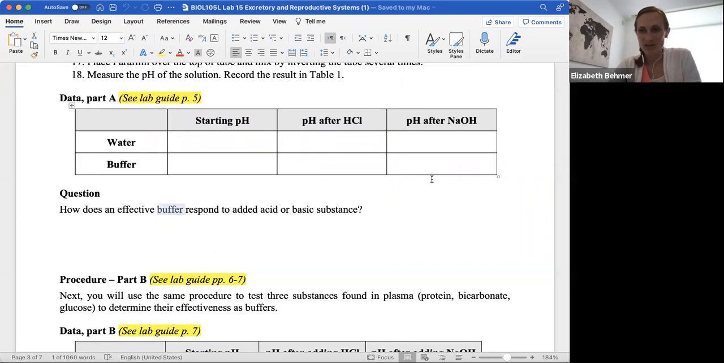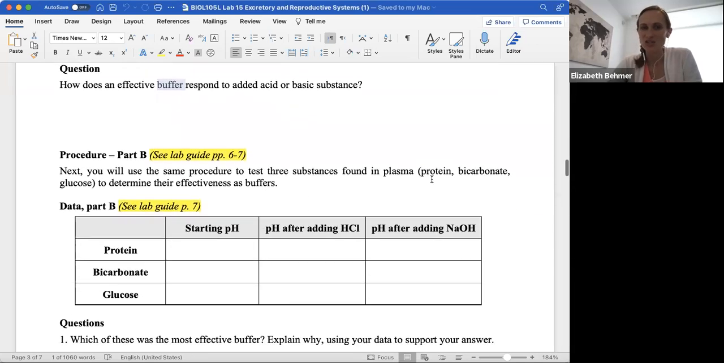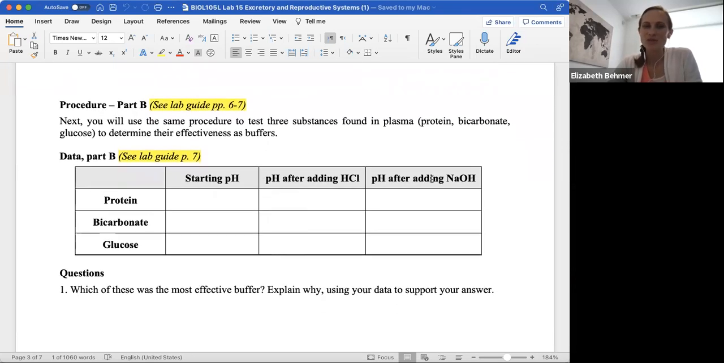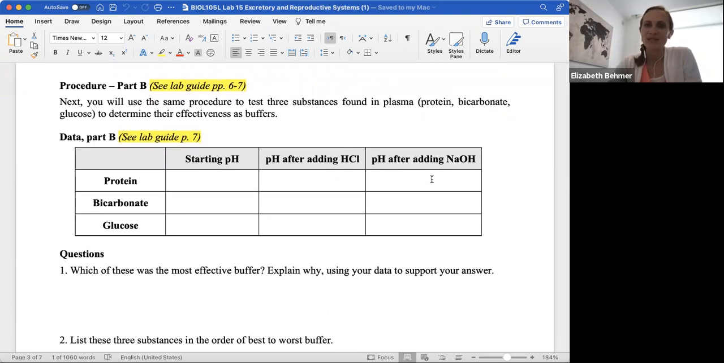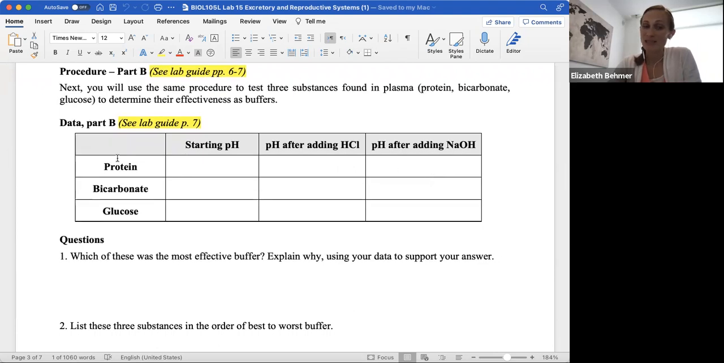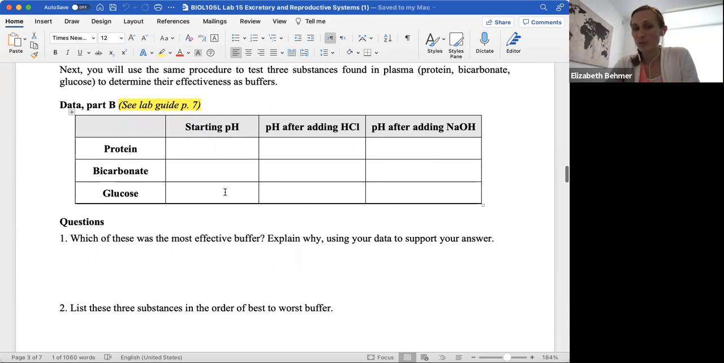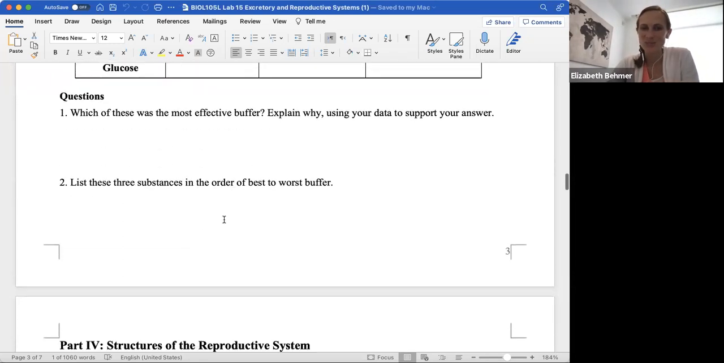And buffers are really important in our body because they can resist changes in pH. Then we'll do a similar procedure. Again, this procedure is outlined in your lab guide to test for 3 substances found in plasma, protein, bicarbonate, and glucose, to determine their effectiveness as a buffer. So you'll look at the starting pH, the pH after adding an acid, and the pH after adding a base. And the best buffer will be the one where the pH stays relatively constant, because that's what buffers are important for. They resist changes in pH.